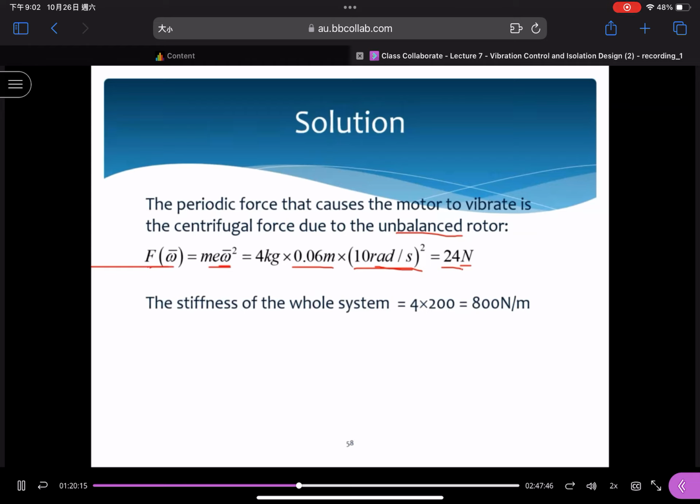What else do we need to find out? The natural frequency. How do we find the natural frequency? K is derived by mass. What's the mass in this case? What's the total mass? 30. 30 is the total mass of the whole system, correct?